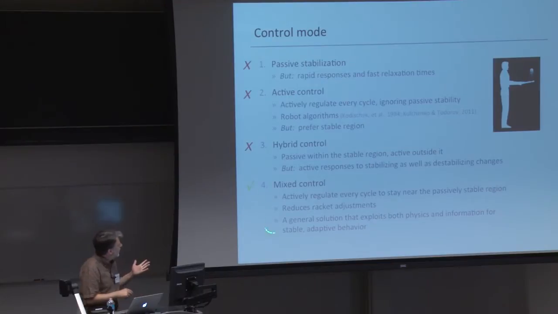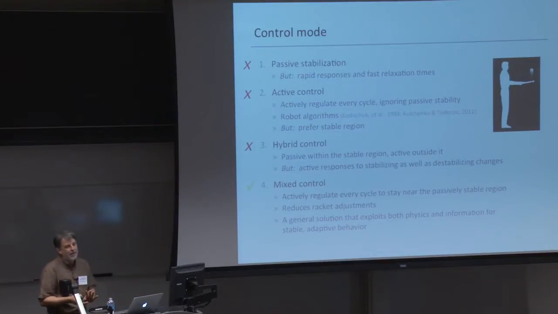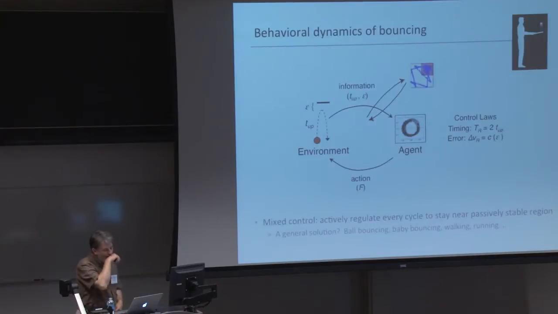So I want to suggest that this kind of mixed control regime is a general solution that exploits both the physics and the information in order to generate stable and adaptive behavior, because notice you're adapting to these changes in external conditions like changes in gravity or coefficient of restitution. So we end up with a kind of picture, right, that looks like this, where here we've got an agent coupled to an environment.